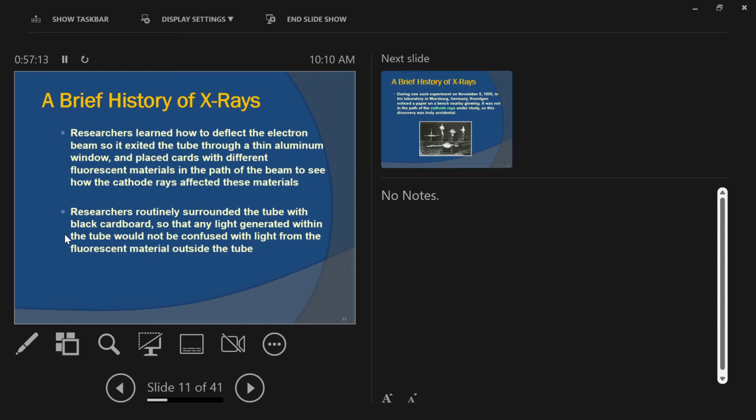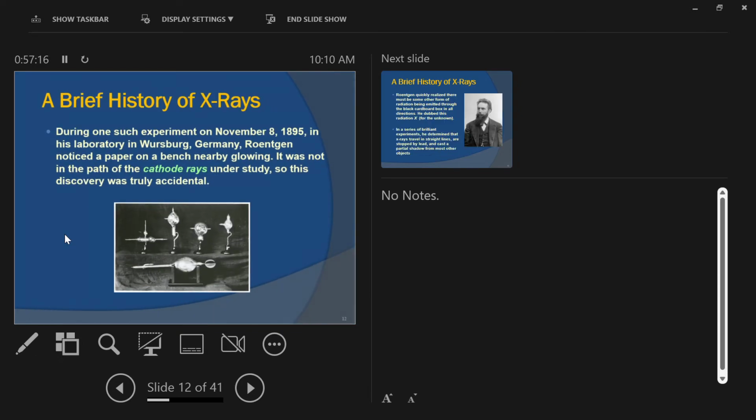And they were trying to learn about matter and material, how it behaved. They would do things like increase or decrease the voltage, increase or decrease the power going through the Crookes tube, which would change the way that the light was emitted from the cards. It would change the color of the light emitted from the cards and so forth.